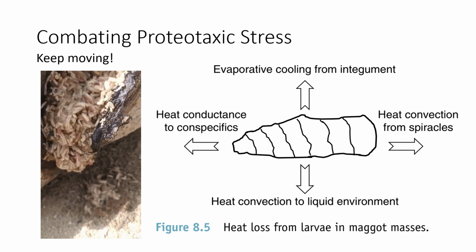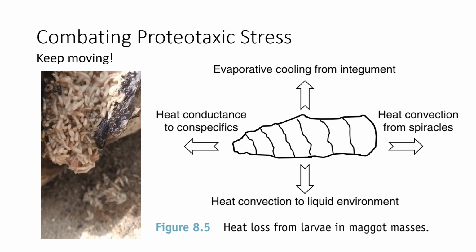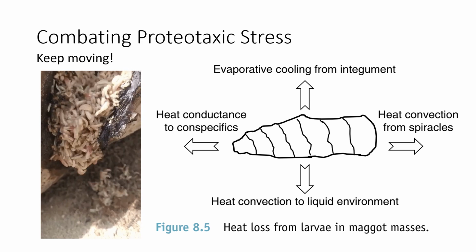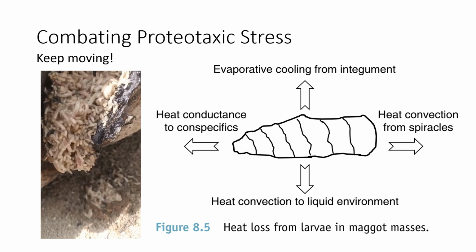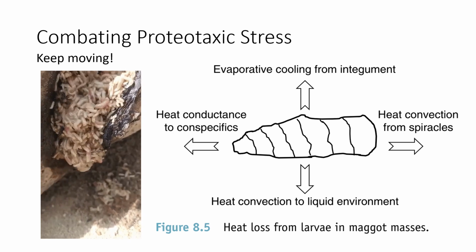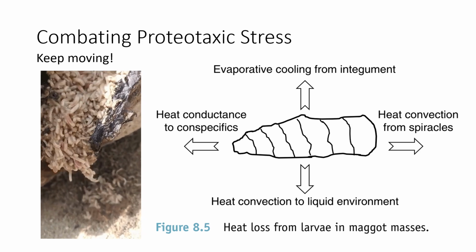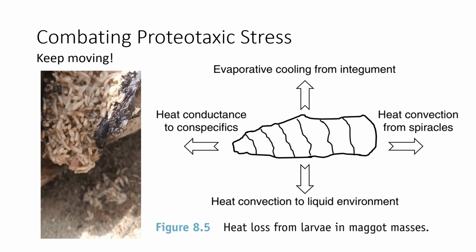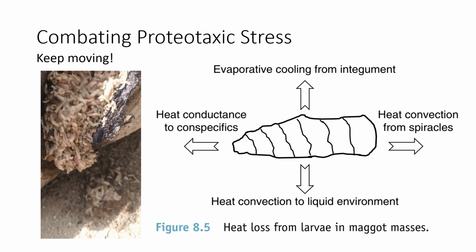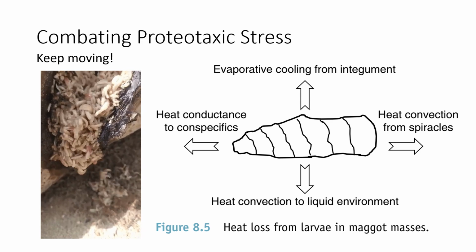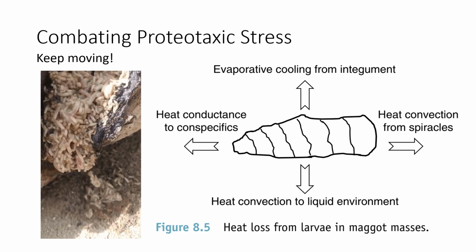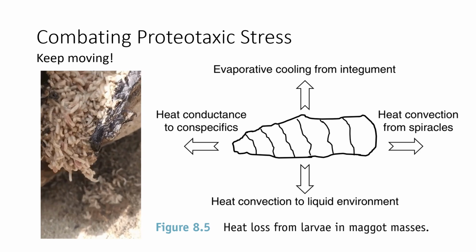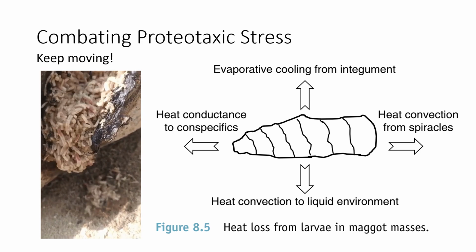The maggot mass will always be hottest at its center. As the maggots are turning in that mass, they're experiencing different temperatures. So they'll end up having a lot of evaporative cooling. Or they will go into more liquid environments that allow for some more heat convection to take place. And you'll have respiration that also happens in the spiracles.